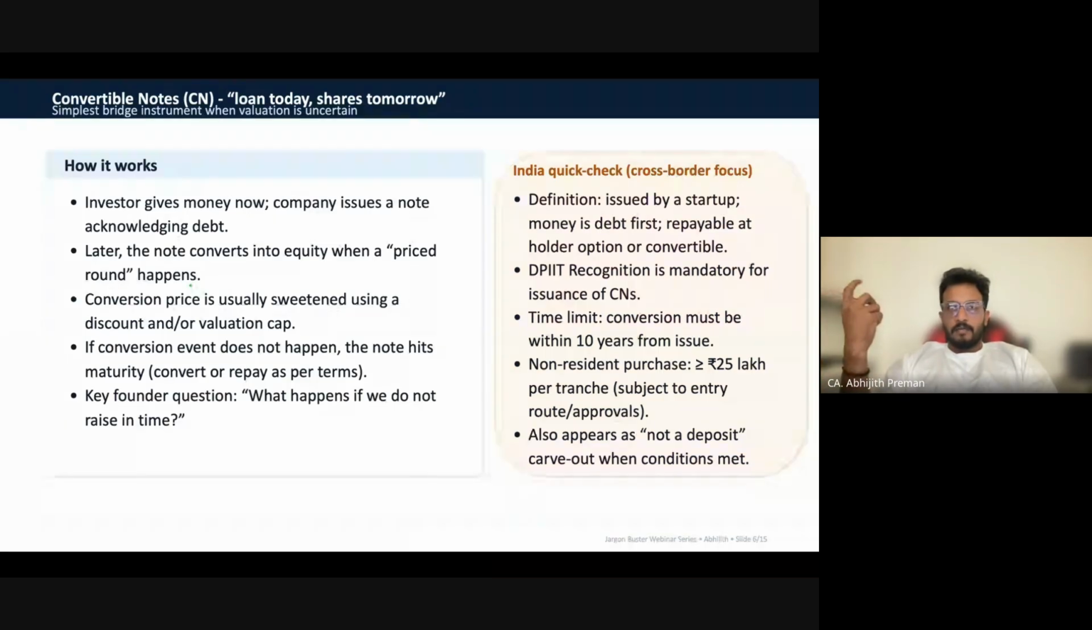So when you're raising funds at a priced round, the note gets converted to equity. The conversion price is usually sweetened using a discount or a valuation cap. Okay, so the discount and valuation cap, all those things I'll be explaining in the coming slides. But there is going to be a benefit for the investor who is putting money in now.